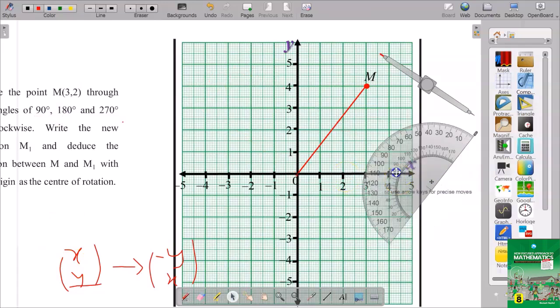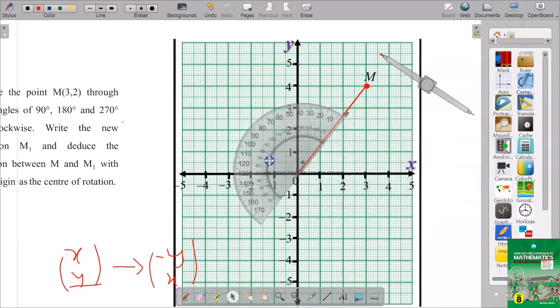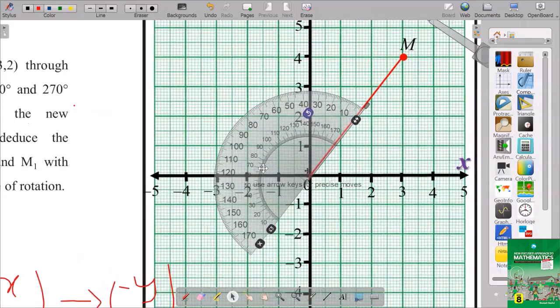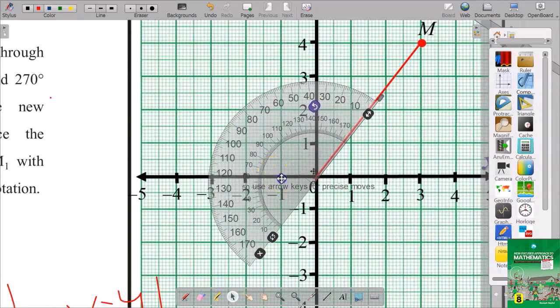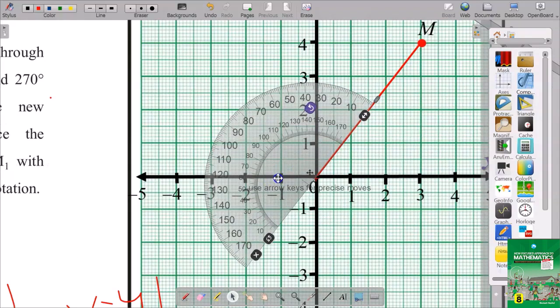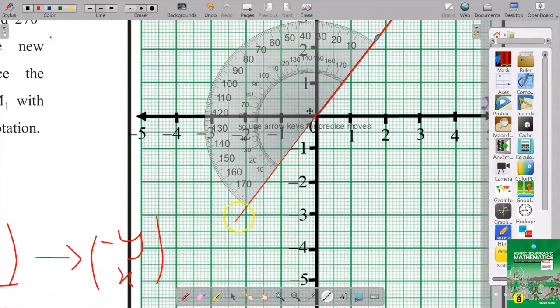So we join the point again from M to the center. Then we put our protractor on top of it, making sure that the center touches the center of the plane, and then the line flushes. And then we draw a straight line from the center to the 180. So there's the 180 angle. Let me stretch it a bit.